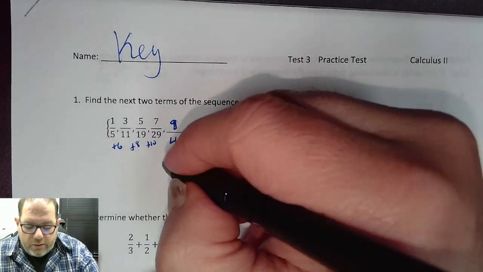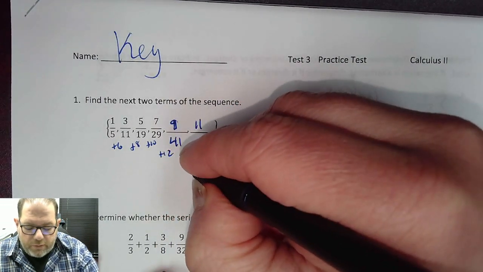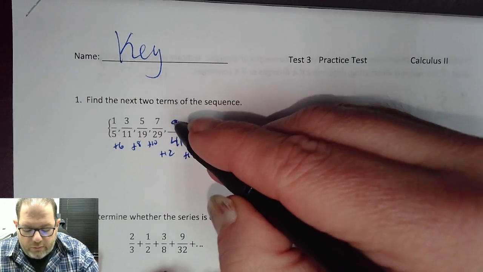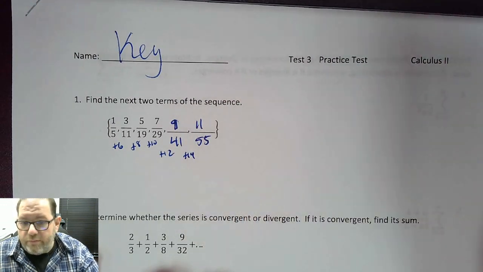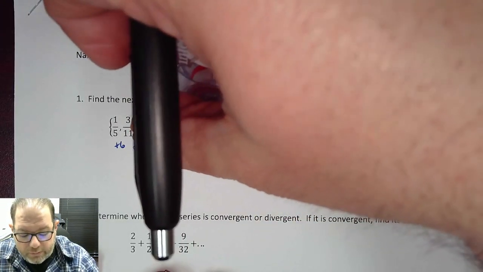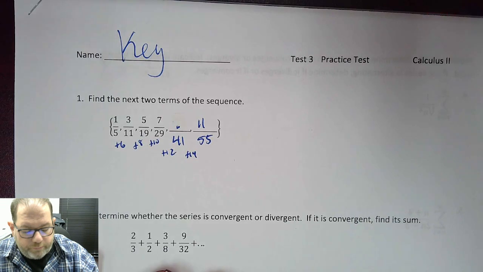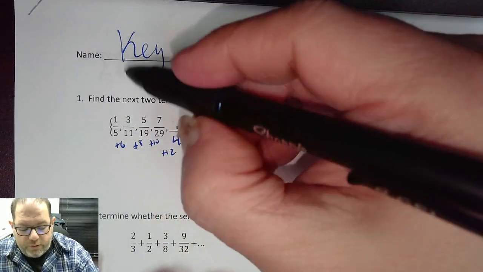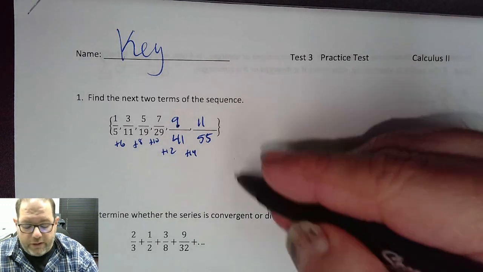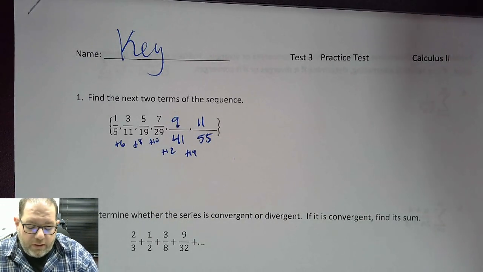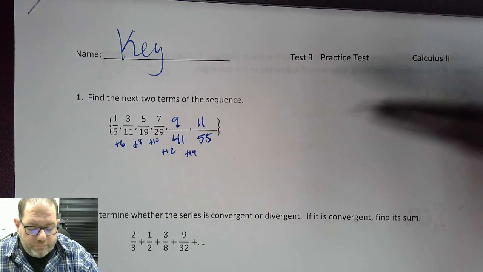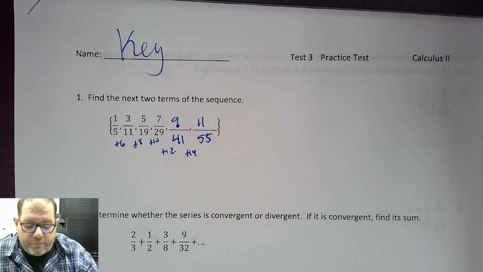And then plus 14, which would bring that to 55. So we can do 9 over 41 and 11 over 55. And that would be our answer there. Now, realistically, 11 over 55 is 1/5, so we can go ahead and reduce that if we want. If you don't reduce it, it's no big deal on this one at least, because it does demonstrate the pattern. Okay.